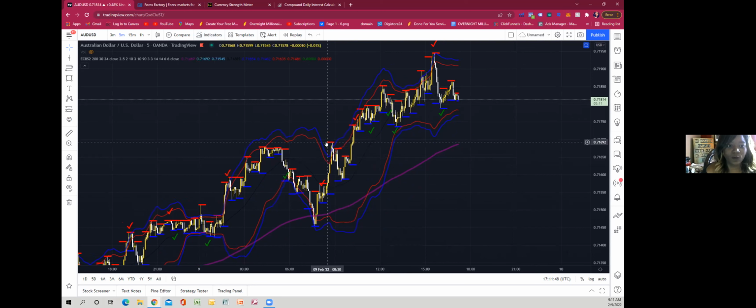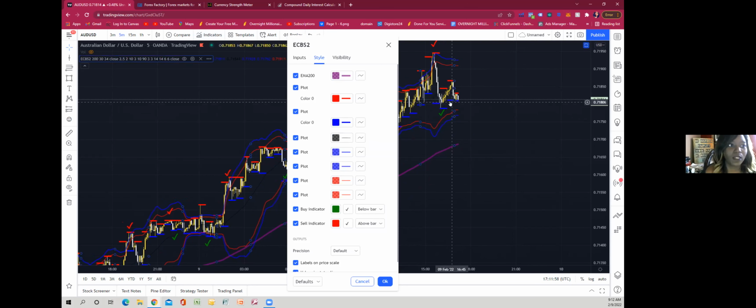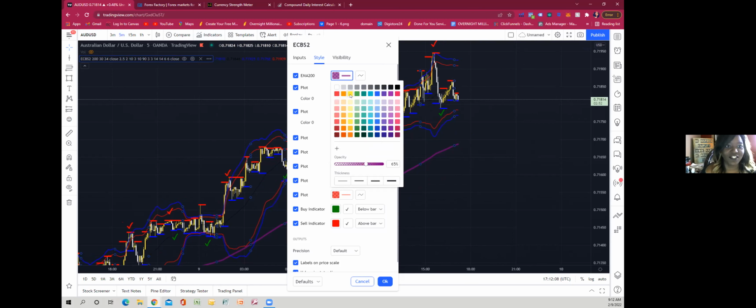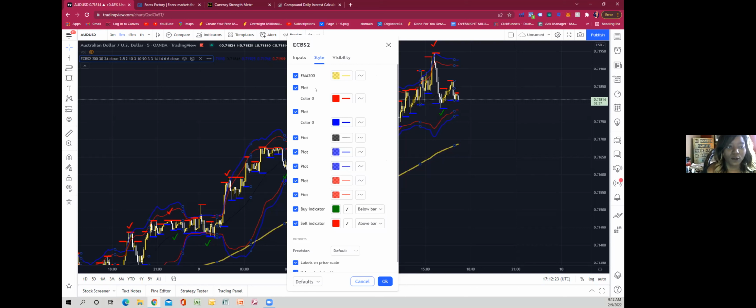So what we want to do is minimize the noise, because we're already adding so much into TradingView. So we're going to double click on it, or you can go right here to your settings. I like my 200 EMA, and as you know, I like yellow, so I change it to yellow. You can also change the lines to be a little smaller or thicker, whatever your preference is. You can change it to whatever color you want.